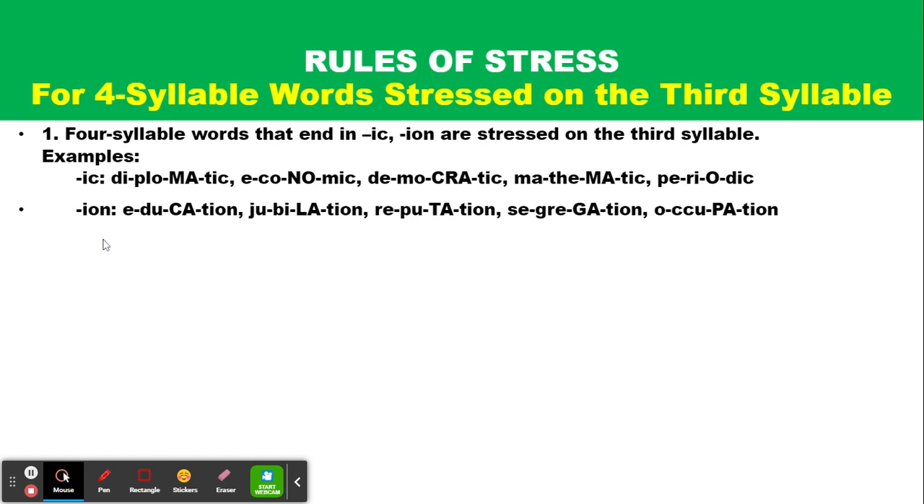All right. Now let's look at words ending in ION. You have education, jubilation, reputation, segregation, occupation. Now, you can always see that stress comes immediately before the suffix, which is ION or TION if you like. And this actually brings us to the end of this lesson.